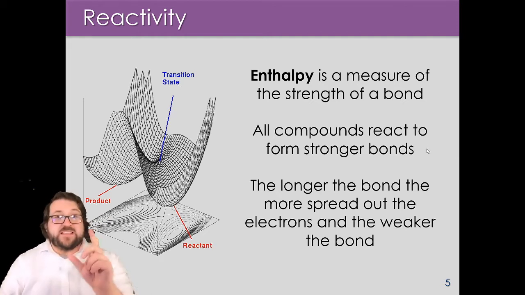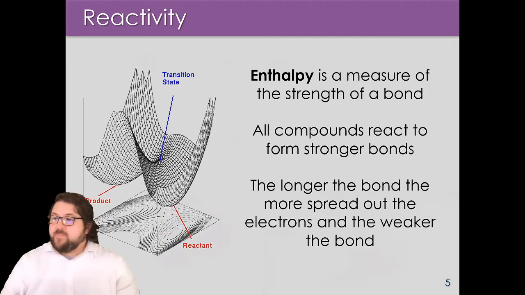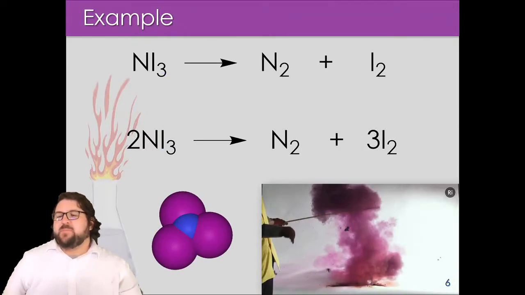So the two factors that we're saying affect the strength of a covalent bond are length and the number of electrons involved, or how many bonds there are. So let's have a look at an example. Here we've got nitrogen triiodide.